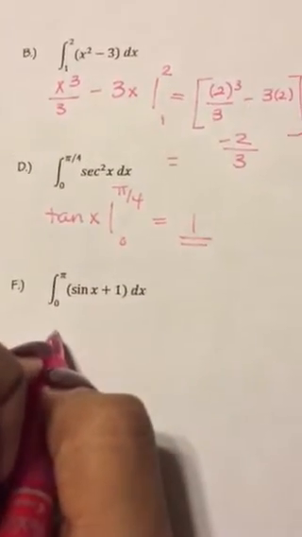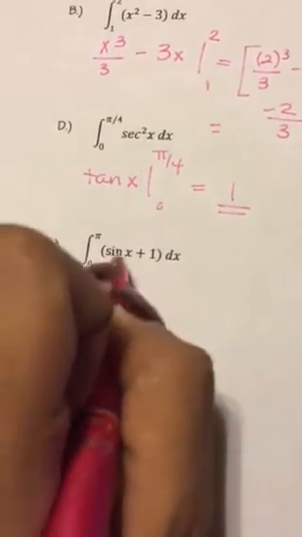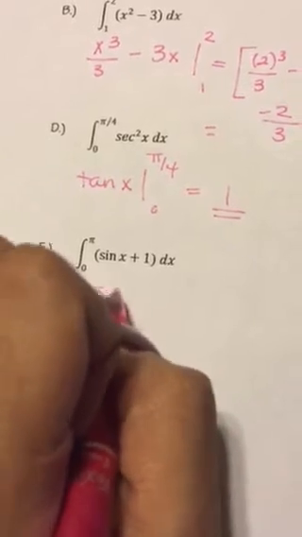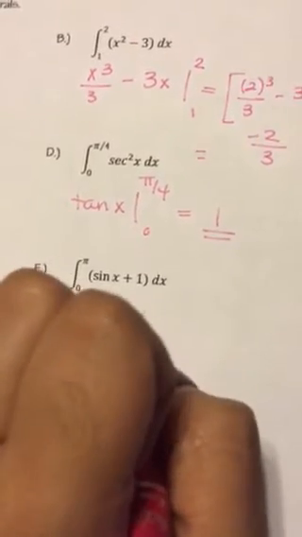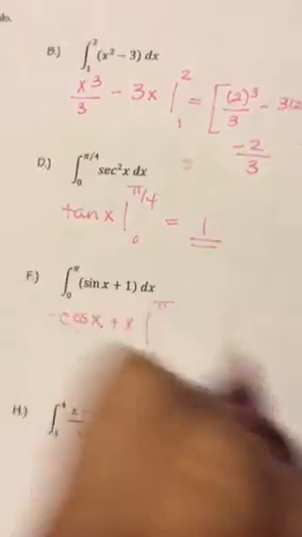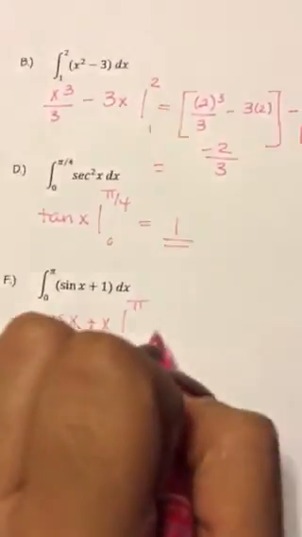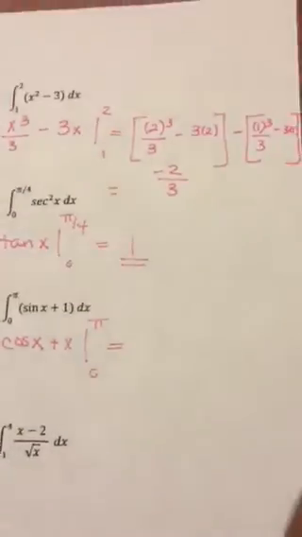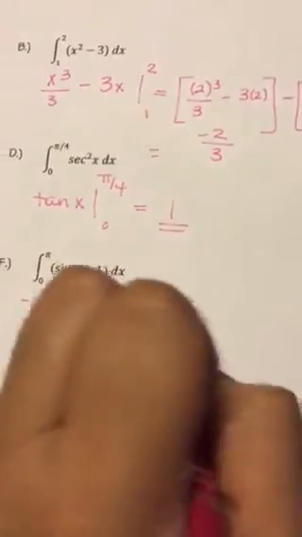Here, we integrate. So the integral of sine is negative cosine x plus x, and we're going from 0 to pi. Substitute in the values, and we end up with pi as the final solution.